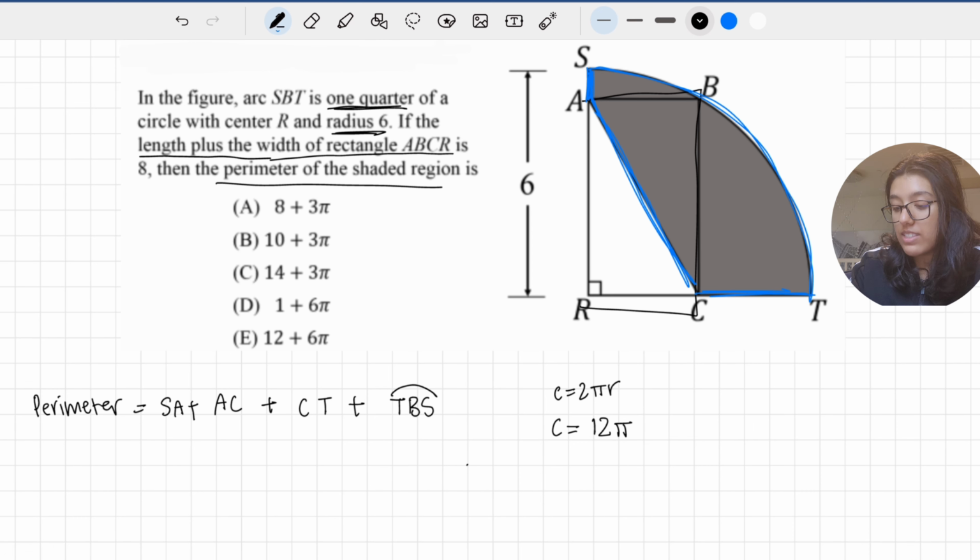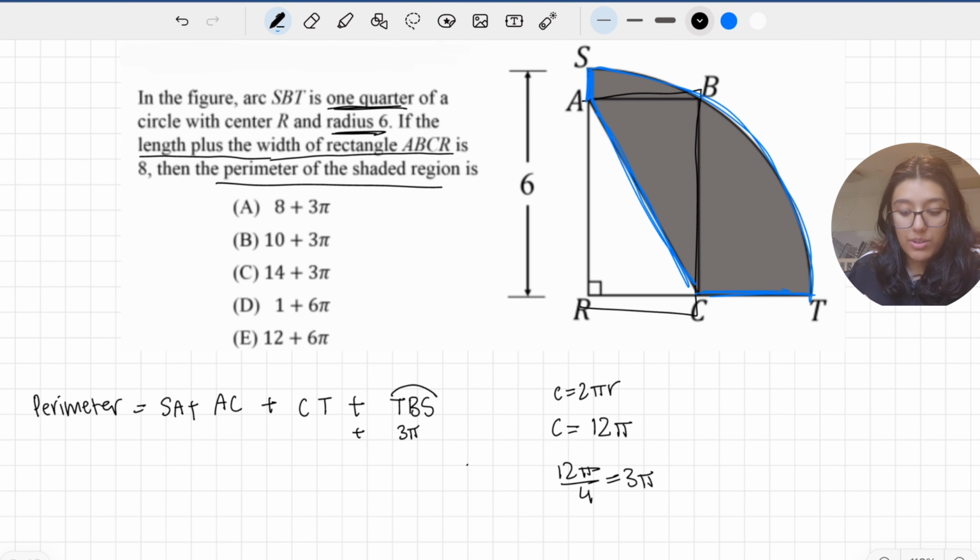But we know that this is not a full circle, it's just 1/4 of a circle. It says right there. So what do we do? We just divide the entire circumference by 4. So 12 divided by 4, that's 3 pi. So therefore, TBS is 3 pi.